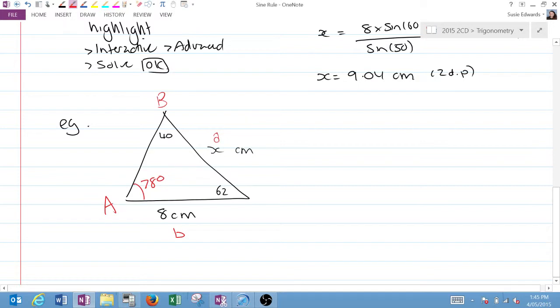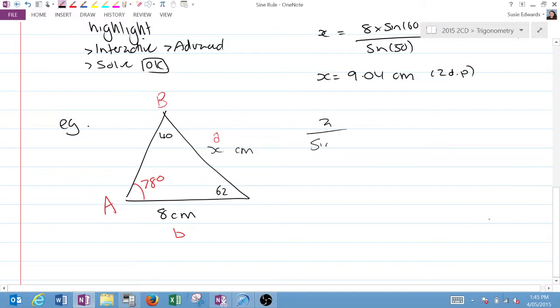No. Because you just relabel it. Because for this, all you need are two sets of angles and sides which you know, and one of them is missing. One of them is unknown. Okay. All right, so let's have a look at this.